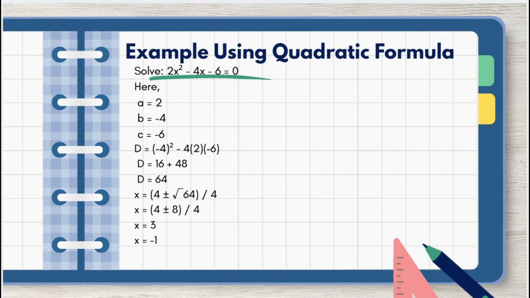Now we plug this into the quadratic formula. X equals 4 plus or minus the square root of 64, all divided by 4. This gives us x equals 4 plus or minus 8, divided by 4. Our two solutions are x equals 3, x equals negative 1.